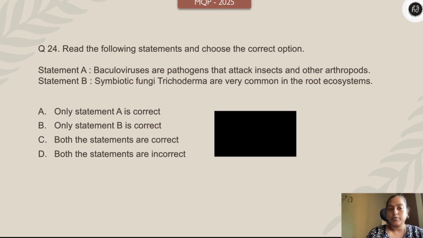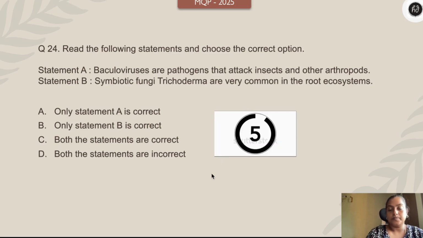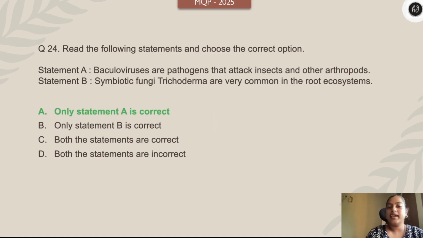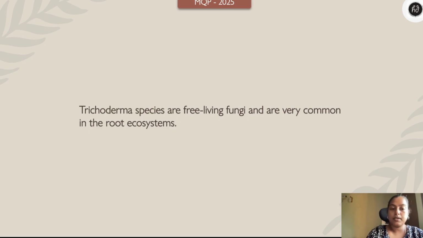Read the following and choose the correct option. Statement A: Baculoviruses are pathogens that attack insects and other arthropods. Statement B: Symbiotic fungi, Trichoderma, are very common in root systems. Statement A is correct, B is correct; both the statements are correct; both the statements are incorrect. What do you think? Your time starts. 3, 2, 1 right now. Alright, children, only A is correct. Baculoviruses are definitely pathogens, disease-causing microbes which attack insects and arthropods. Whereas, do you think Trichoderma is a symbiotic fungus? It is a free-living soil fungus. So that is why statement B is wrong.